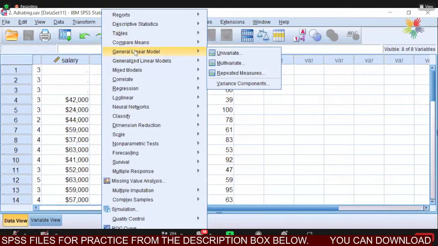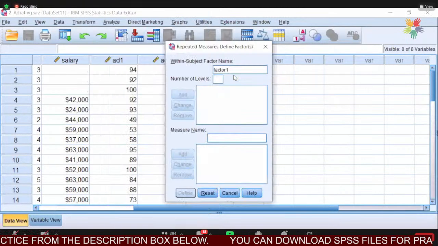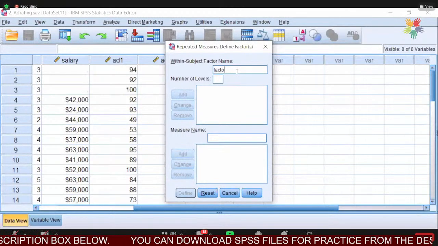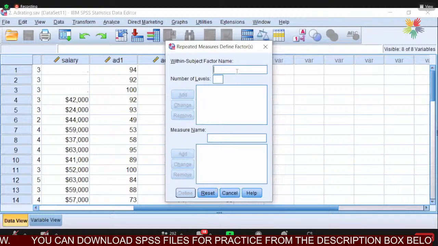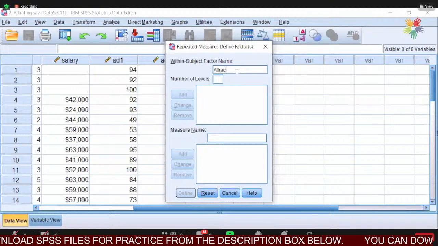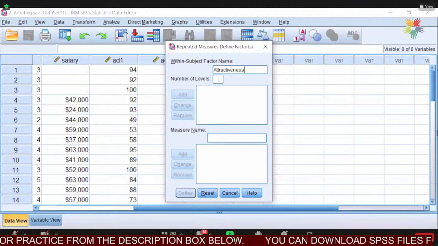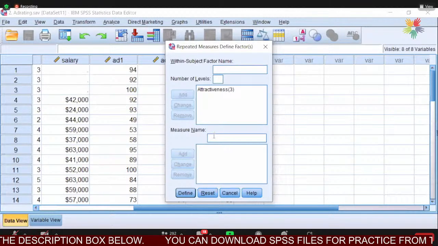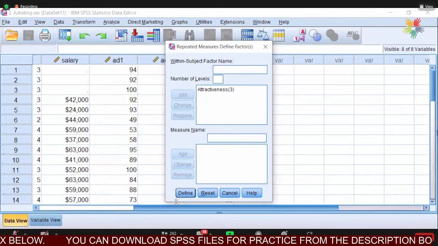Analyze, general linear model, repeated measures ANOVA. So here we'll put attractiveness. Okay, so here let us not specify anything.